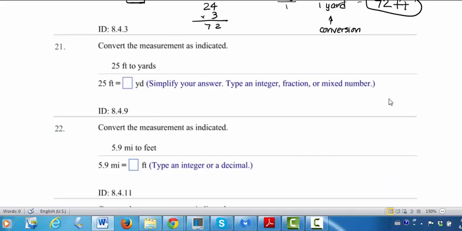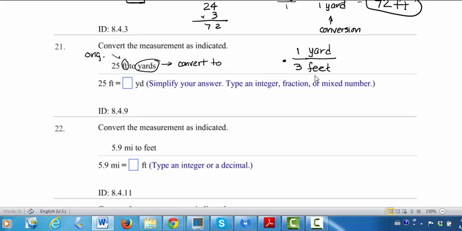Okay, let's try this next one. Here we're going to go from feet to yards. Right, so this is what I want to convert to. So that's going to mean that I have yards. My conversion factor is going to be yards over what was the original. Right, that's my original. So I have over feet. And remember, 1 yard is 3 feet. So now this is my conversion.